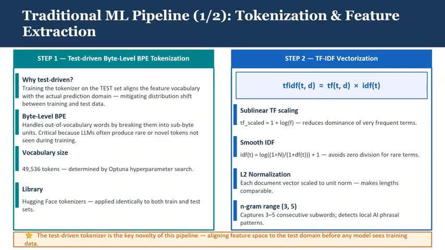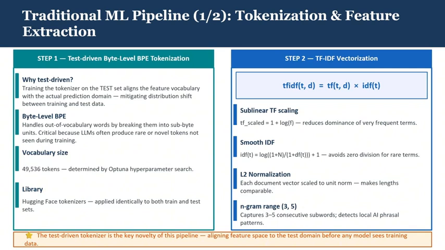Our traditional pipeline starts with tokenization and feature extraction. The key design choice: we train the BPE tokenizer on the test set only, not the training set. This aligns the vocabulary with the actual prediction domain and reduces distribution shift. Vocabulary size is 49,536, chosen by Optuna.